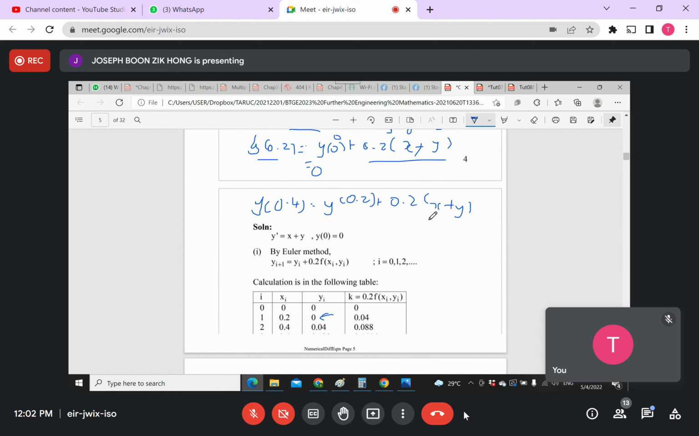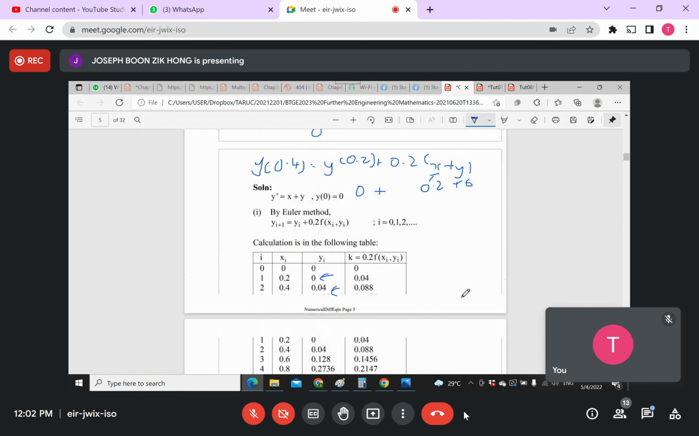But now my x is no more 0 because your x is 0.2 already. So this one put in 0.2, but your y is still 0. Okay, and then y 0.2 is what? Is 0. So that means for the next point, you will get 0.2 times 0.2, 0.04.